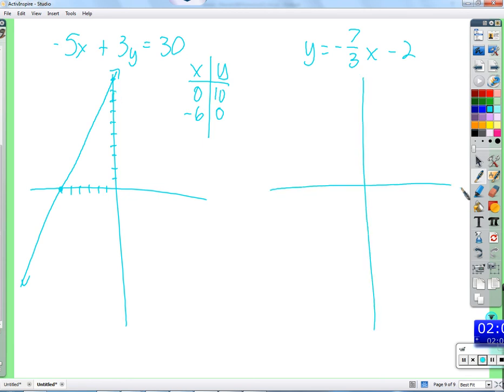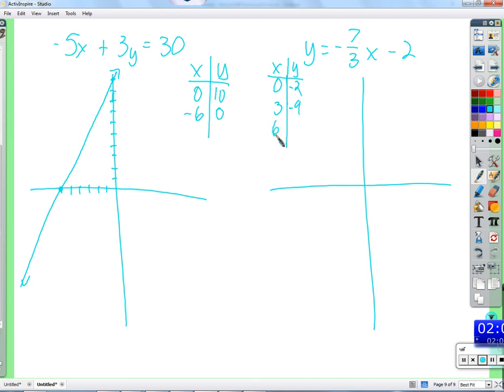Okay. What would be the easiest way to find a couple of points for this one? 0 and 3. I put in 0, I put in 3. 0 will give us? Negative 2. And 3 will give us? Negative 9. Because all we have to do, realize the 3's are going to cancel, so we're going to be subtracting 7. And we're going to come down 7 from negative 2.